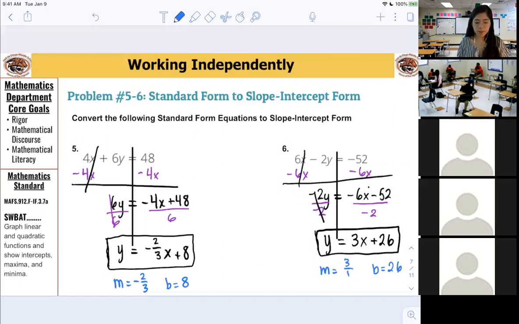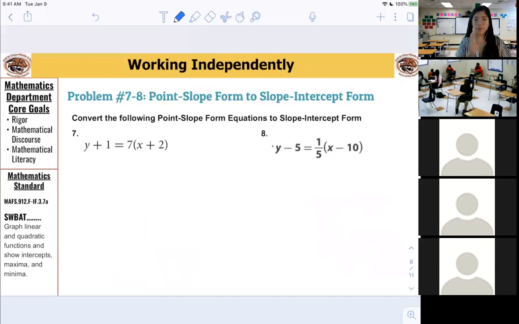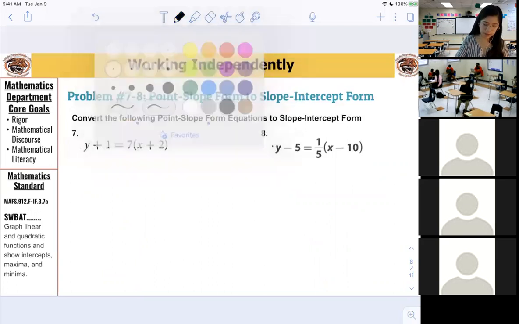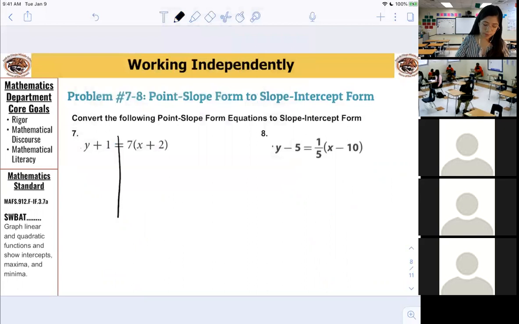Okay. All right, so this is going from standard form to slope-intercept form. Now we're going to go from point slope form to slope-intercept form. So it's still 2 steps, but the steps are a little different. So here, since I have parentheses, step 1 is to distribute, which helps us to eliminate those parentheses. So I have y plus 1 equals 7x plus 14.